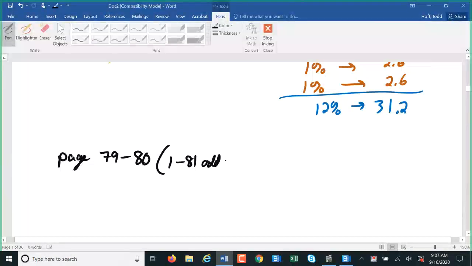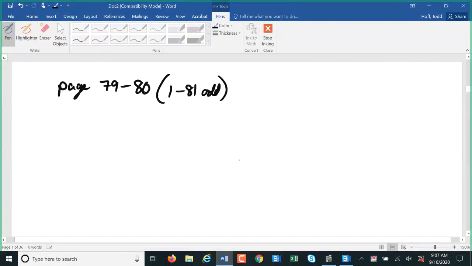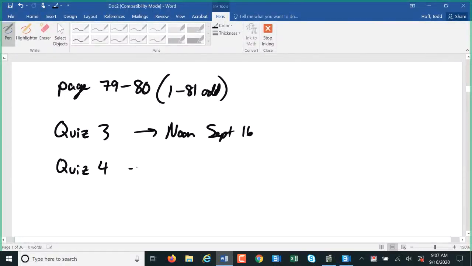As always, make sure you do some of each. Make sure you're good at the conversions. If you skip some of the easier ones, I'm okay with that. Don't forget, quiz 3 is due at noon today. And quiz 4 is sitting out there due at noon tomorrow.